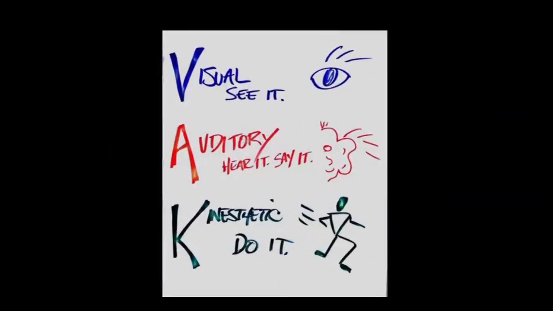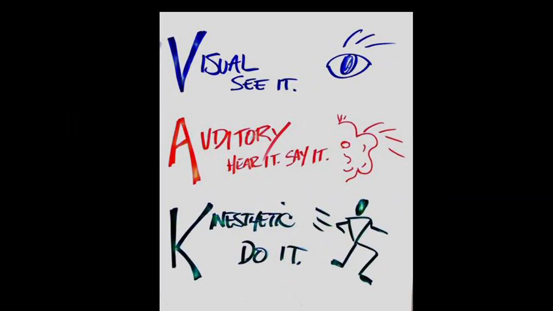Now, just to give you a picture idea of what we're doing, you really want to think of this as if you were the visual type learner, you see it. You want information to come through your eyes. If you're an auditory learner, you want it through your ears.